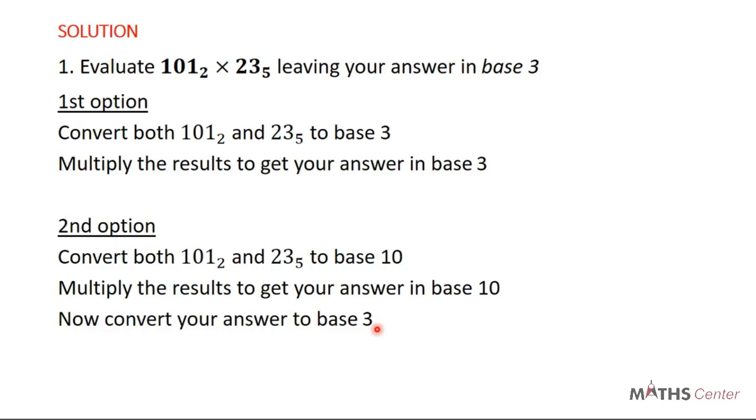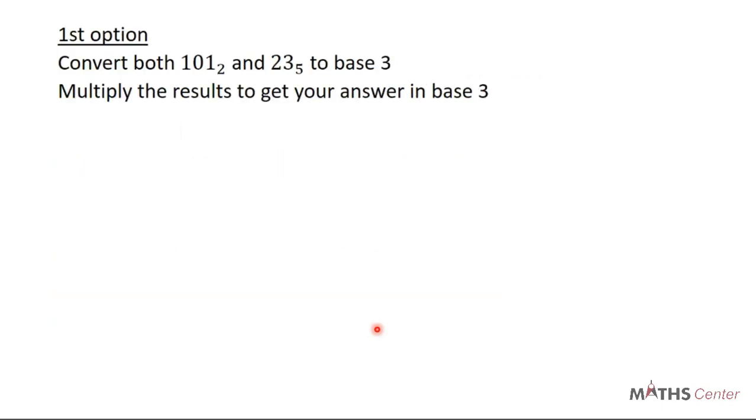Let's begin with the first option and see how this is done. In the first option, we have to convert both 101 base 2 and 23 base 5 to base 3. So we begin by converting 101 base 2 to base 3.